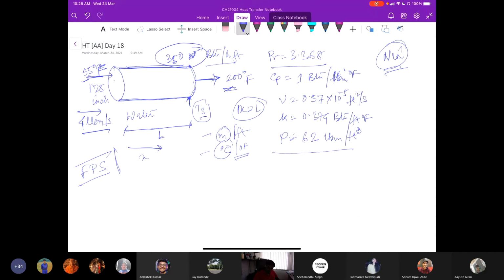So what is the Reynolds number? Has anyone calculated? 11,000. Let me write it, 11,000. I think there is still a wrong calculation. It should be in the order of 10 to the power 5, I mean 1 into 10 to the power 5 above this value.